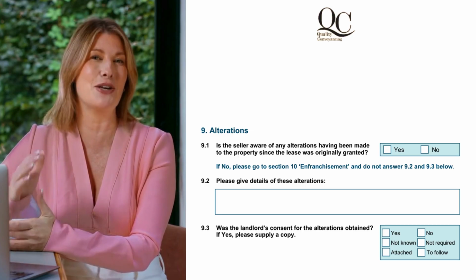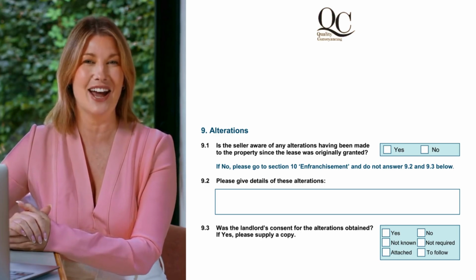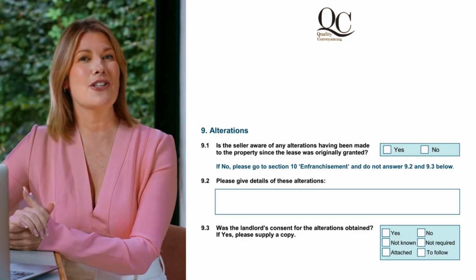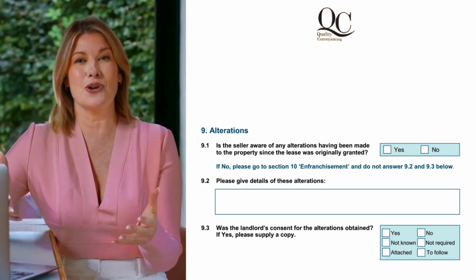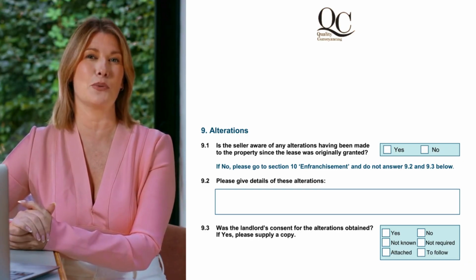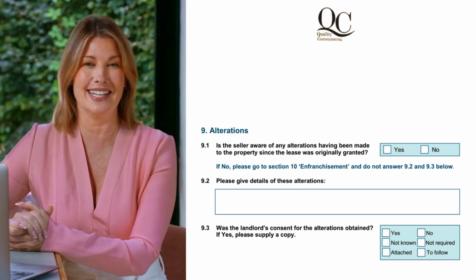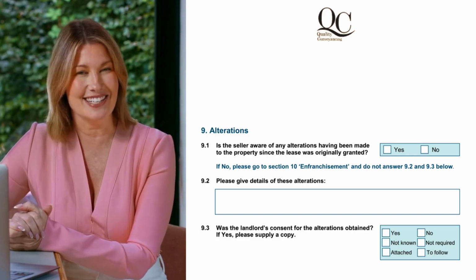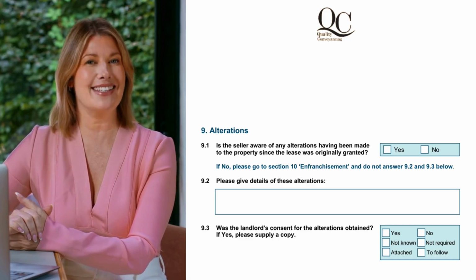Section 9 covers alterations. This section asks whether any alterations have been made to the property since the lease was first granted. If the answer is no, you can skip straight to the next section. If yes, just explain what was changed and whether landlord consent was obtained. If consent was needed and you have paperwork, attach it. If you're unsure, don't guess, say not known.